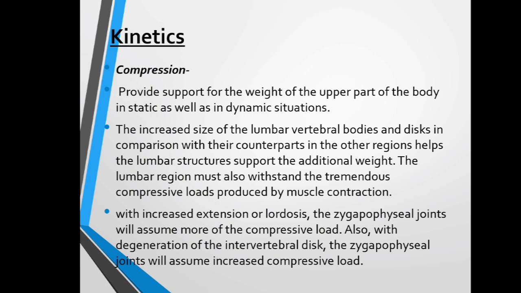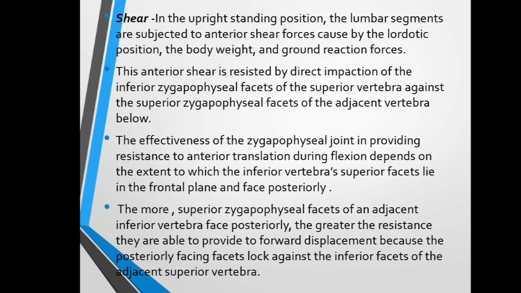The first part is compression, which provides support for the weight of the upper part of the body in static and dynamic situations. The increased size of the lumbar bodies and discs in comparison with their counterparts in other regions helps the lumbar structure support the additional weight. The lumbar region must also withstand the tremendous compressive load produced by muscle contraction. With increased extension or lordosis, the facet joints assume more compressive load. With degeneration of the intervertebral disc, the facet joints assume increased compressive load.